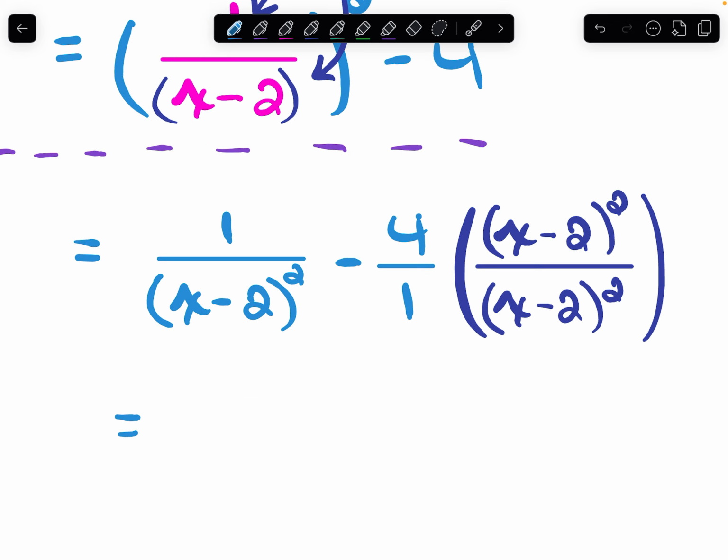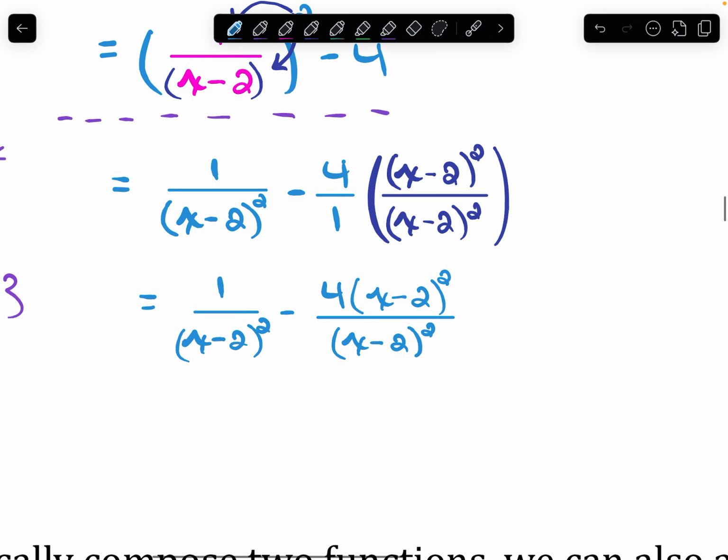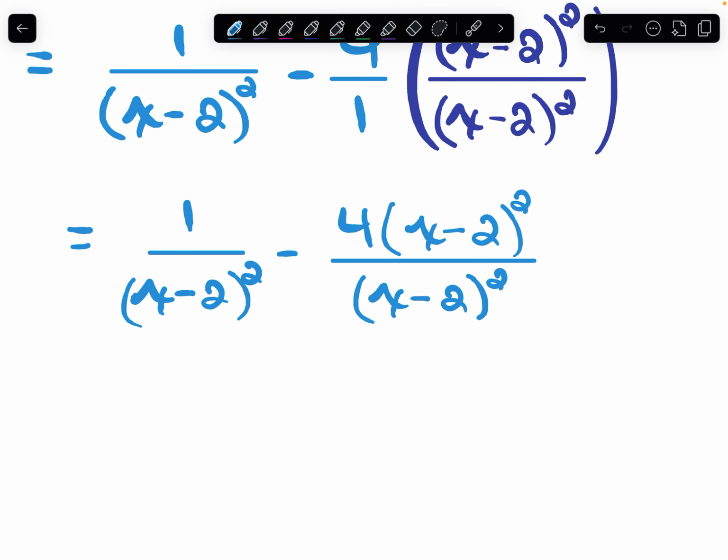So that's going to give us 1 over x minus 2 quantity squared minus 4 times the x minus 2 quantity squared over x minus 2 quantity squared. So you can see their denominators are now the same. So that means we can write it as a single fraction. We also need to do some algebra. So I'm going to have one big division bar with my denominator left in factored form.